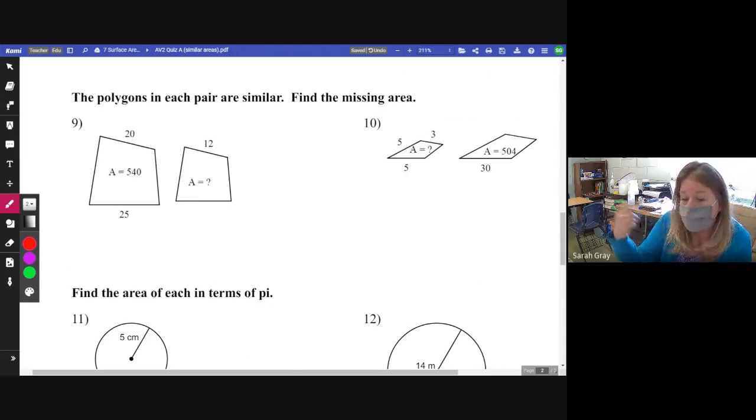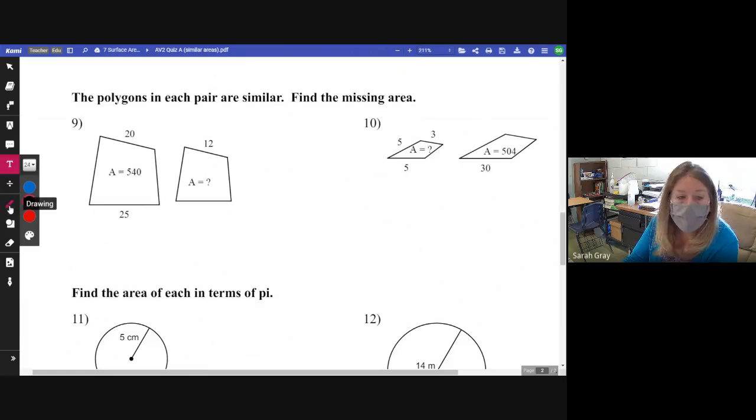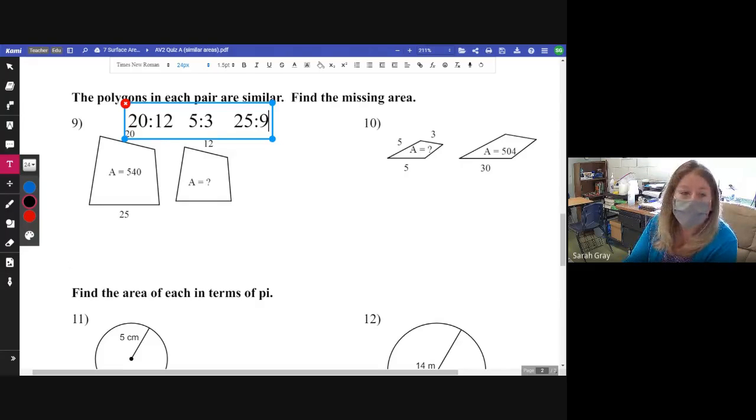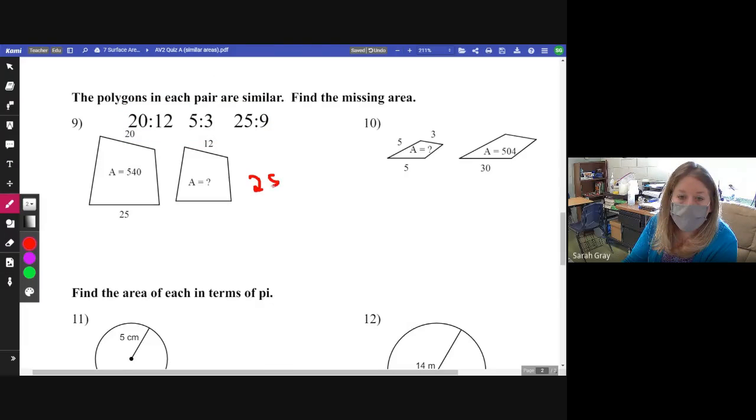All right, this one, we're doing the area. It gets a little harder. Same kind of setup though. Find the ratio of the areas. So if we start with the ratio of the sides, simplify that, divide it by 4. Then don't forget to square it because we want ratio of areas. So it's 25 over 9 equals 540 over a question mark.